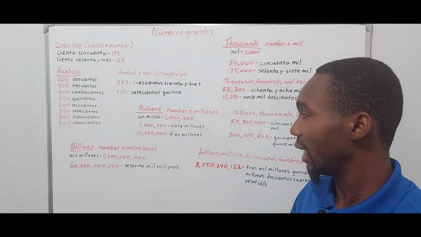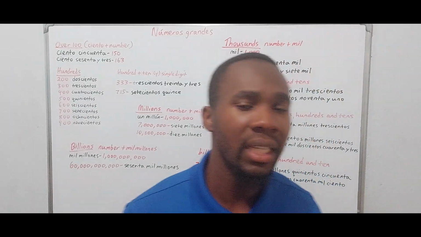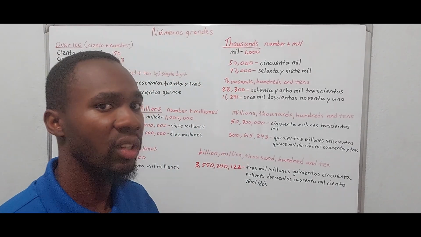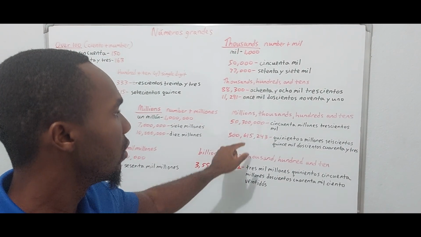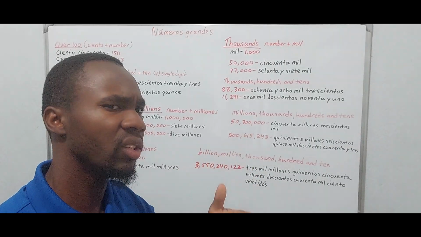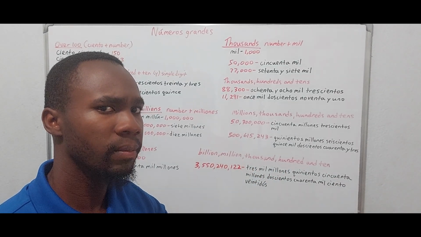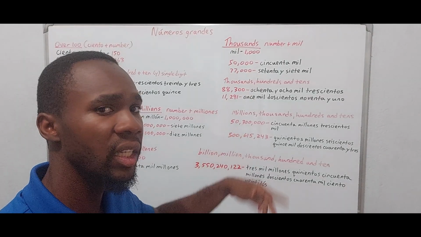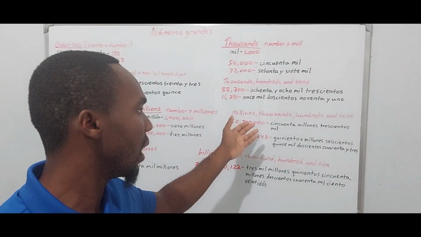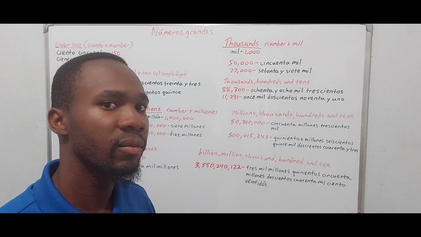Muy bien. That's just if you use it as an adjective. Now, what if we have millions, thousands, hundreds, and tens? How do we do that? So, 50,300,000. As you see, we tackle each unit in order. So how do you say 50? Cincuenta. How do you say million? Millones. And then we have 300,000. Trescientos mil.